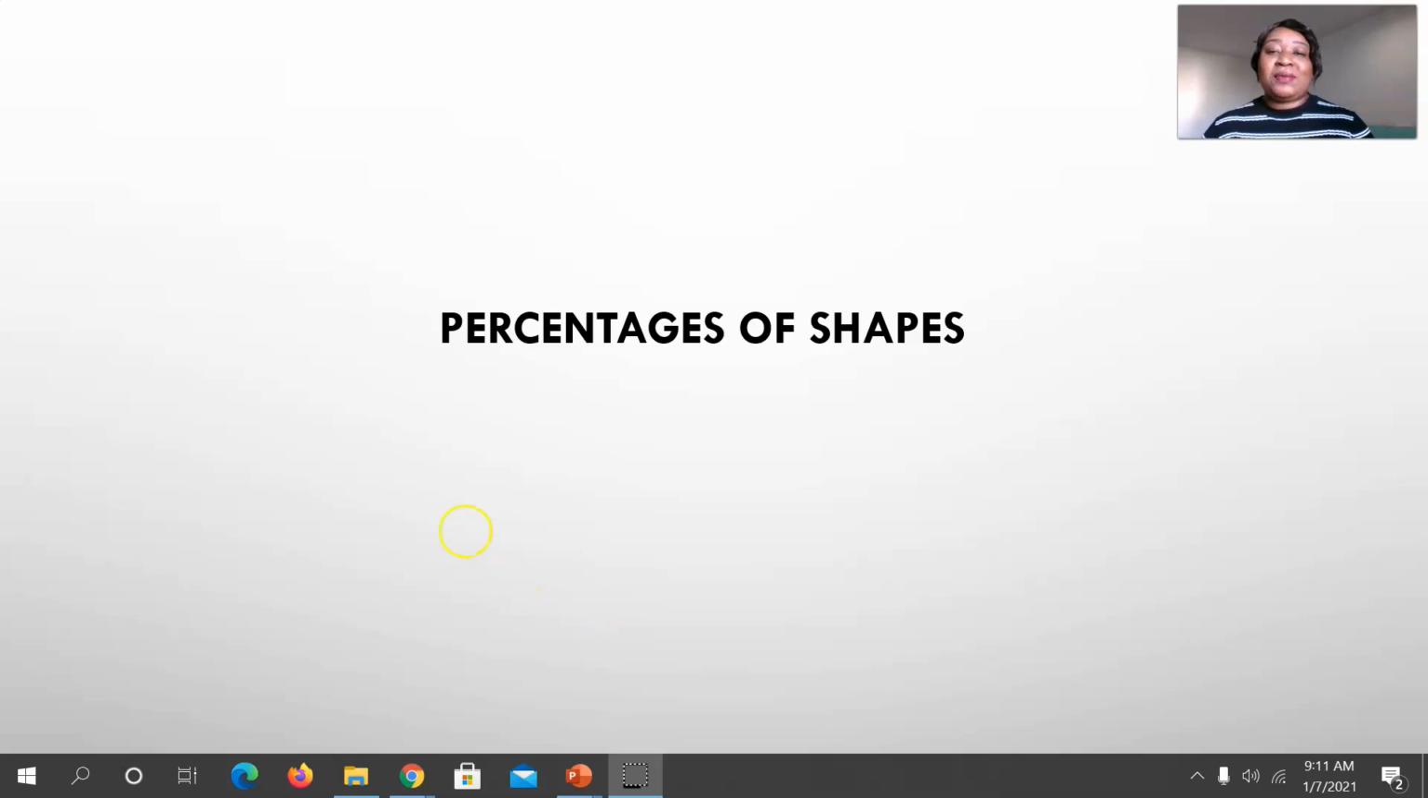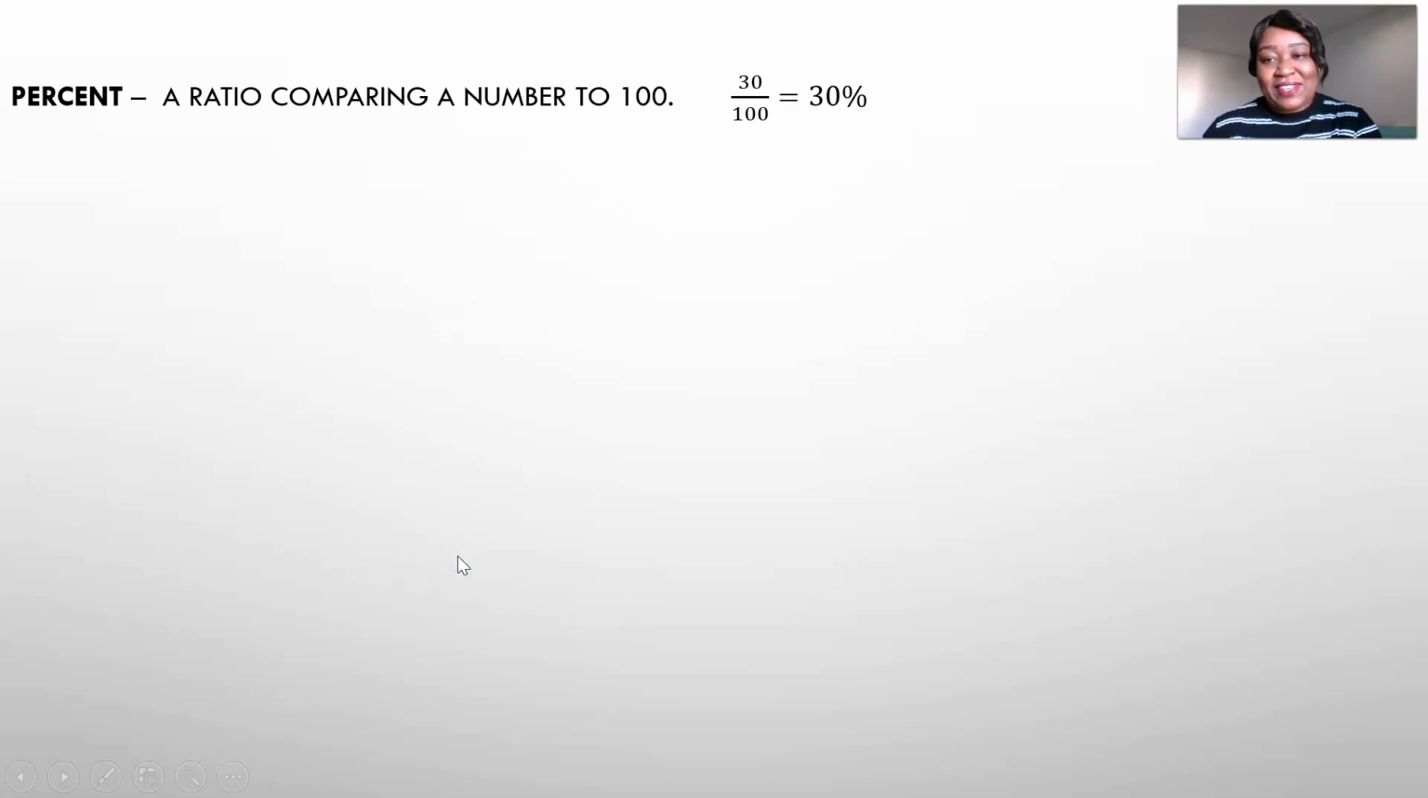So we all know what a percent is by now, but I have decided that I'll still give you the definition of a percent. A percent is a ratio comparing a number to 100, or it is a fraction that is out of 100, right? Like 30 out of 100 is equal to 30%. So any number that compares another number to 100, like 5 out of 100, is equal to 5%. So in this lesson, we are going to focus more on finding percent using equivalent fractions.